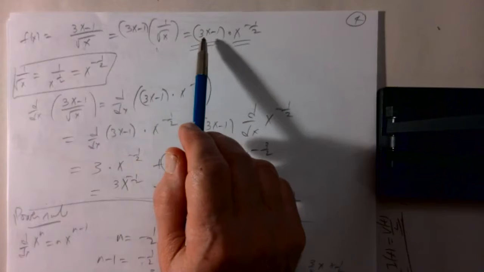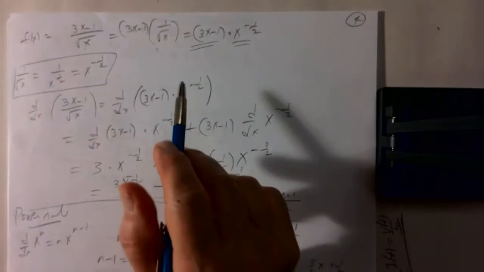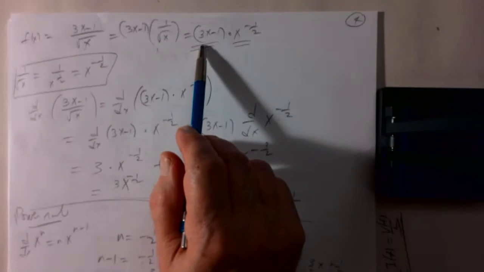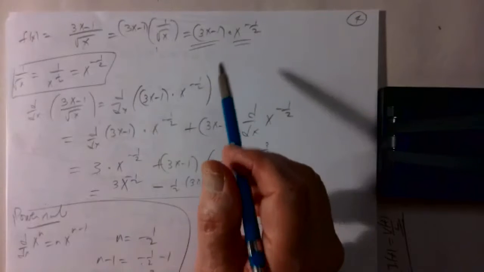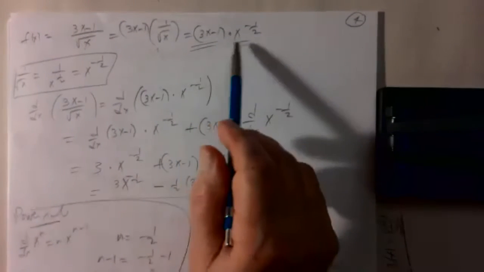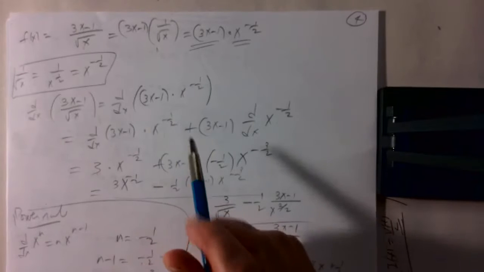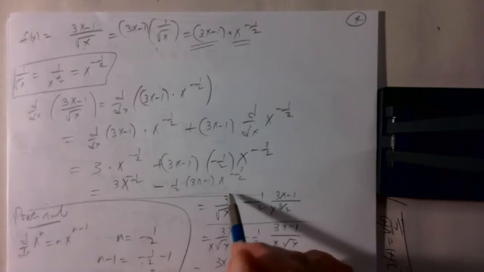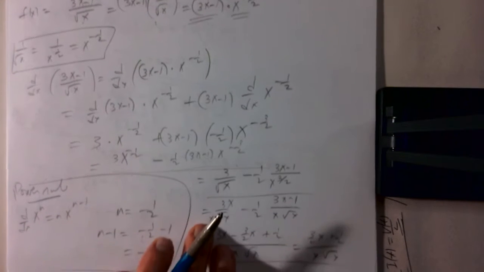So this product is really 3x minus 1 times x to the minus 1/2. And when you use the product rule, the derivative of 3x minus 1 is 3, times x to the minus 1/2, plus 3x minus 1 times the derivative of x to the minus 1/2. You use the power rule. You get minus 1/2 x to the minus 3/2. And then you can simplify it in various ways and you get a nice answer. But that's what it is.